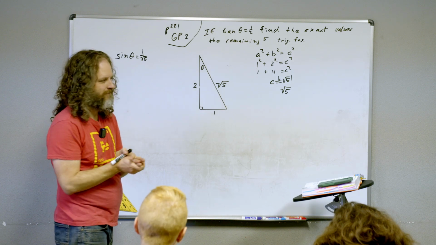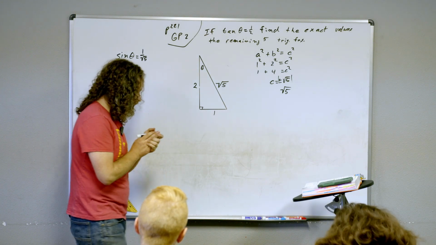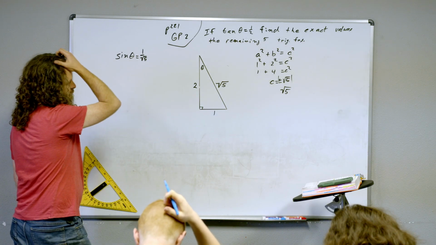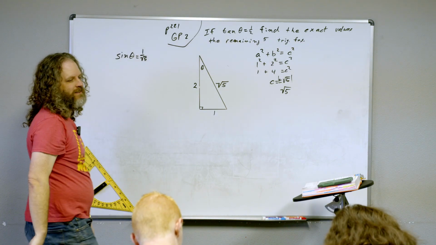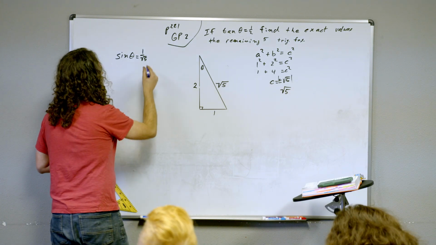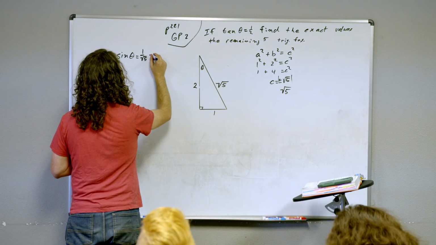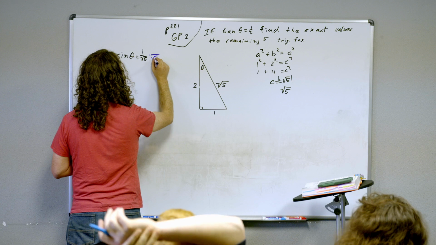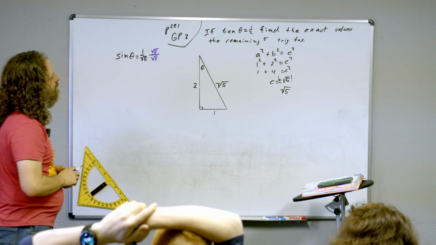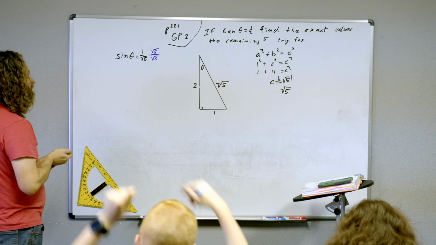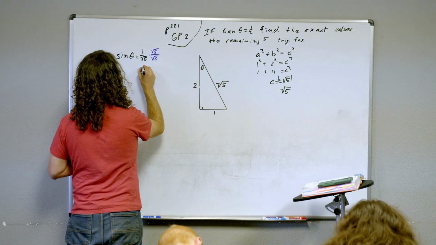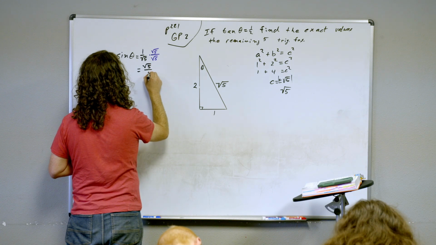Square the whole thing? That's a good thought, but no, that would give us sine squared, and we're not ready to deal with that. How about we do these? You will almost certainly get to where you can do this without writing this intermediate step. But how about we do that? So it equals the square root of 5 over 5.